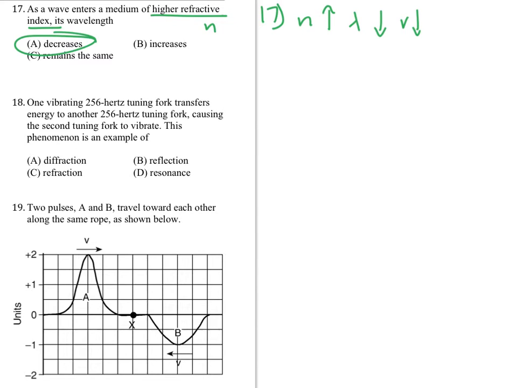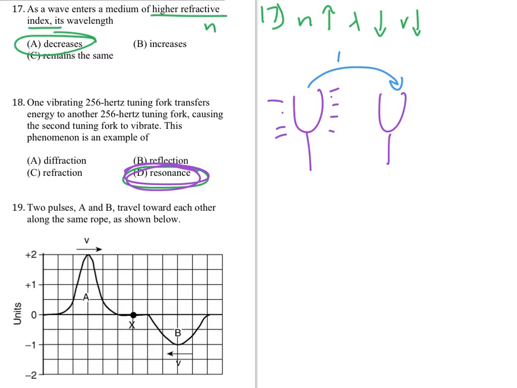Okay, 18. One vibrating 256 Hz tuning fork transfers energy to another 256 Hz tuning fork, causing the second tuning fork to vibrate. This phenomenon is an example of resonance. Let's do that in purple. Resonance, guys. So if you have this tuning fork vibrating, it's going to transfer energy into the other tuning fork because it's going to vibrate. It's the same natural frequency. So this is going to vibrate too. And this is what we call resonance.